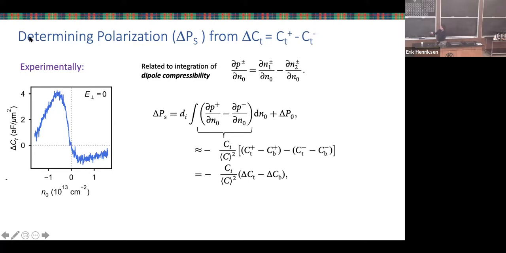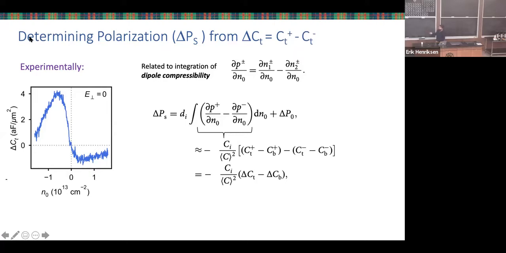Okay, so if you complete this, you might guess that if you are interested in N1 minus N2, that might mean that you have to measure both the top capacitance and the back capacitance. Okay, and indeed, if you work through the math, it looks like this term that you would need to get the polarization does indeed depend on the difference between the top and back gate capacitances.